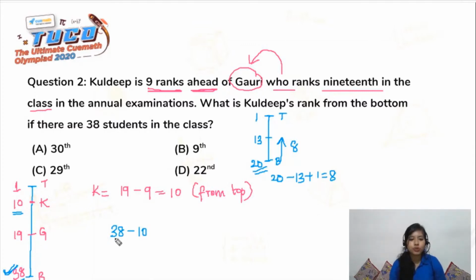Similarly, here we would do 38 minus 10 plus 1, which is equal to 29th rank. Hence, option C is the right answer. So I again repeat, the reason we do this plus 1 is when we are going from bottom to top, if we do 38 minus 10, it basically means that I am not including 38 in my ranking, which is incorrect, right? If a first ranker can be included from top, how can the person who is ranked at the end not be counted? He or she also should be counted, right?